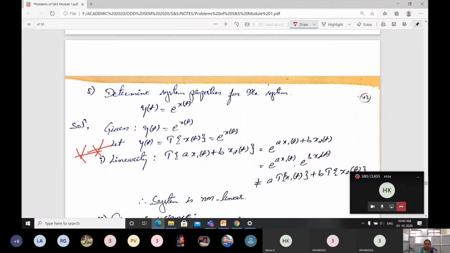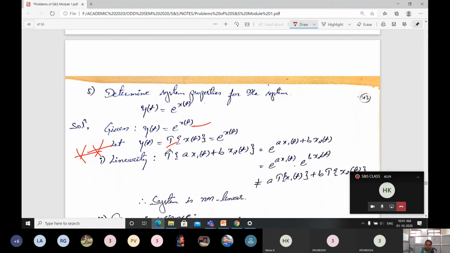Next, determine the system properties for the system y of t equals e power x of t, an exponential signal. This is the given equation. Therefore let y of t be given with the operator. Here it is not specified whether we have to use the h operator or the t operator. It is left to you, you can use t or h. Here I have taken t. So T of x of t is given as e raised to x of t.